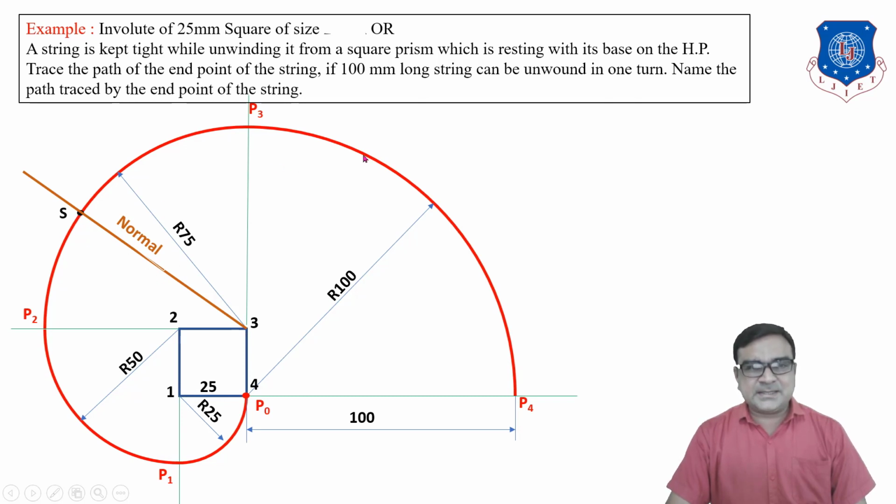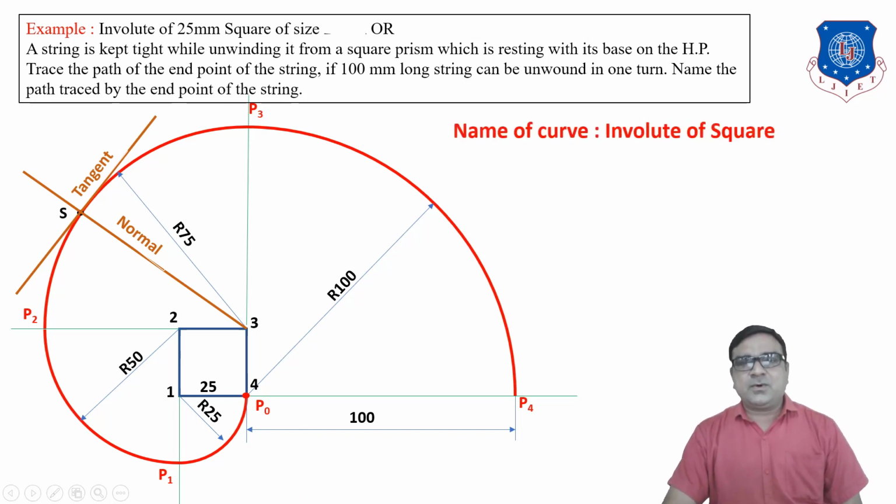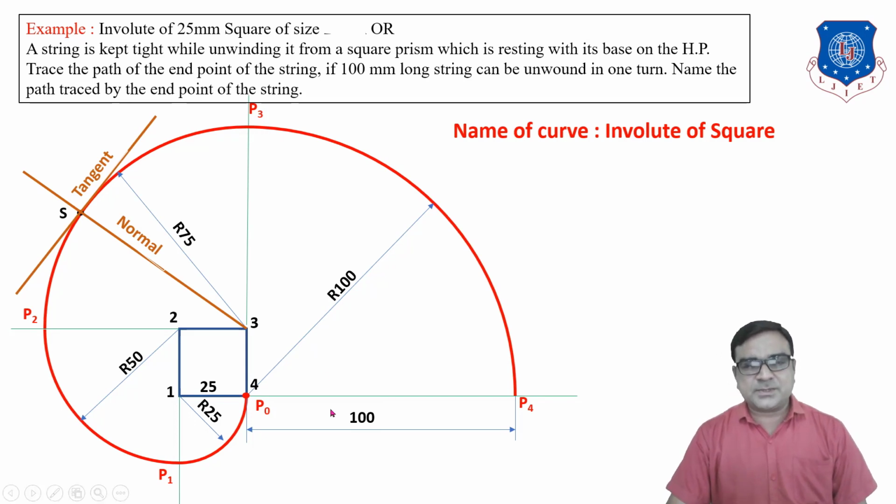If our S is somewhere here, then we have to join that point to 4, because this arc has 4 as its center. And draw the perpendicular line to the normal, which is known as the tangent. So tangent and normal are always perpendicular. Okay. What is the name of this curve? The name of this curve is involute of square.